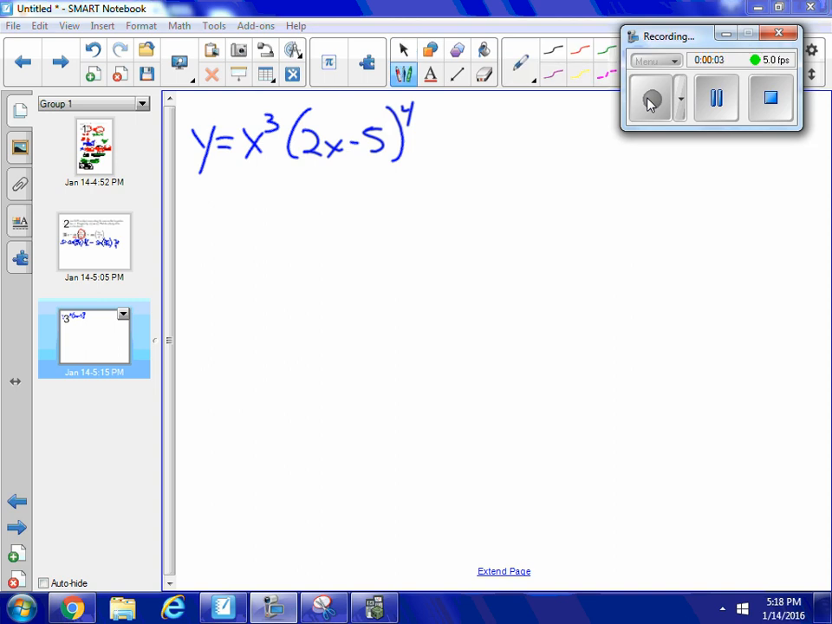So I need to take the derivative of this function. And I can see that I have a product here. So I'm going to use the product rule, u'v plus uv', moving my prime sign from the u to the v. And as I do this, I think I'm going to have to use the chain rule also.